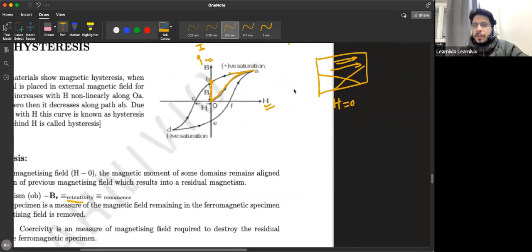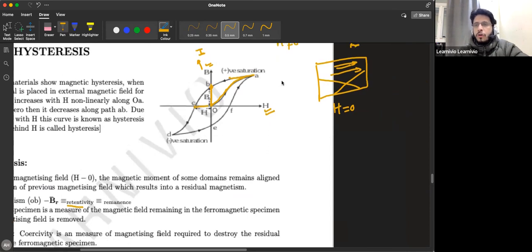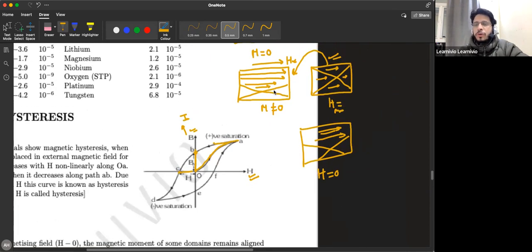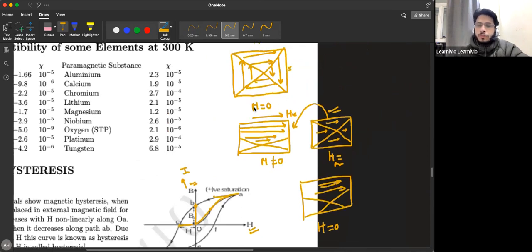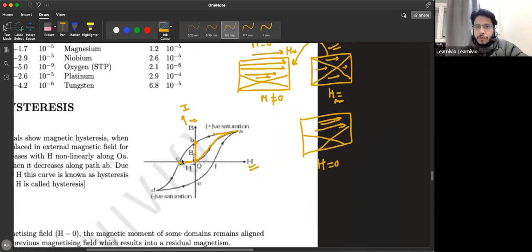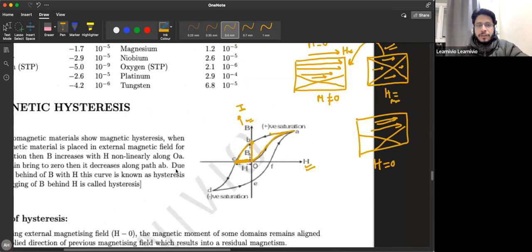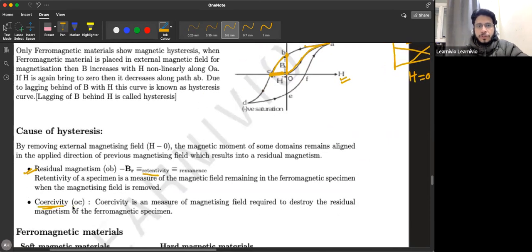Now, if you want to make your B to be 0, then what you will do, you will apply H in the opposite direction. You want all domains to get disoriented like here. So you'll apply some H in the opposite direction. So this is the value of H and your B will become 0. This value of H that you apply to reduce your magnetization to 0 is known as coercivity.